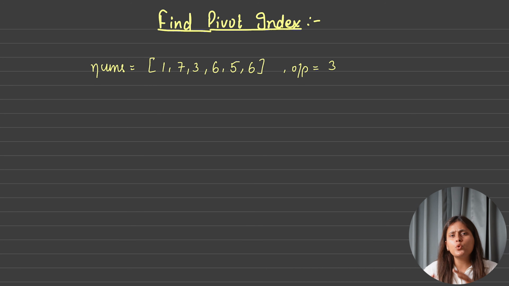So what will be our brute force approach for this? If I am standing at a particular index, then I need a left summation, and that left summation will run from 0 to i minus 1. Then we need a right summation, and that right summation needs to run from i plus 1 till the last index. So we can write it in two for loops also.